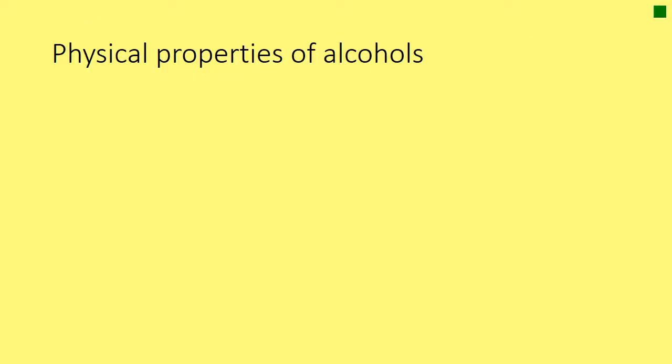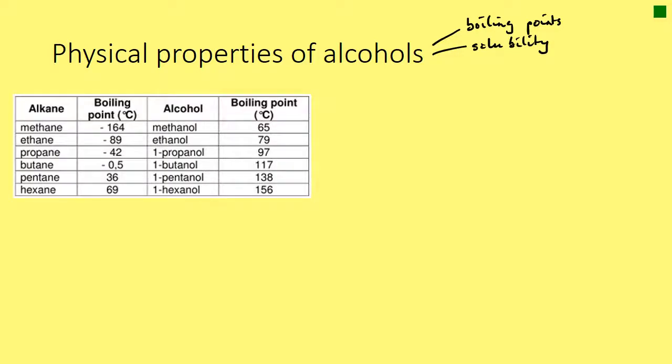Okay, so now we're going to move on and have a look at the physical properties of alcohols. And the physical properties that we're particularly interested in are the boiling points and solubility. Okay, so first of all, let's have a look at boiling points. And here what I've got is a little table of boiling points of alcohols. And we can compare those boiling points to the relevant alkane.